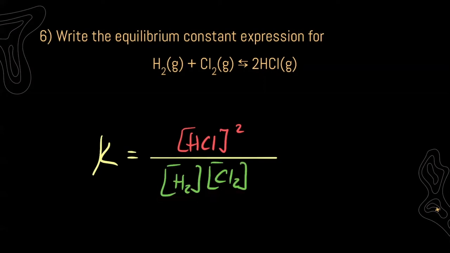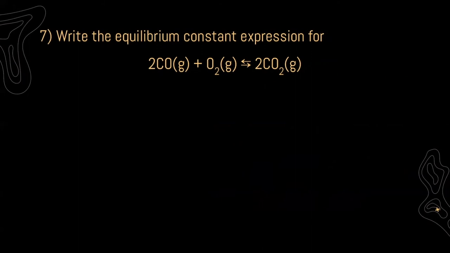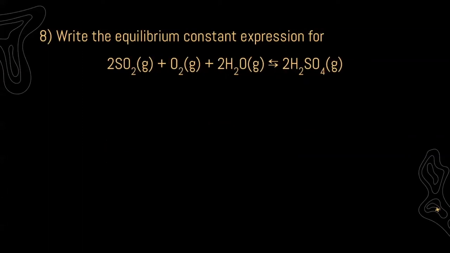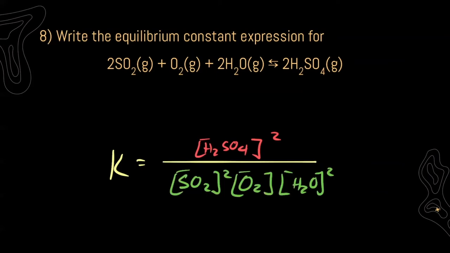and chlorine gas. Next up, we have carbon monoxide reacting with oxygen to produce carbon dioxide. So our equilibrium constant is going to be equal to our concentration of our products, again, our power is going to be related to our coefficient, divided by our concentration of our reactants. For the reaction between sulfur dioxide, oxygen, and water to produce dihydrogen sulfate gas, our equilibrium constant is going to be equal to our concentration of our products divided by our concentrations of our reactants.